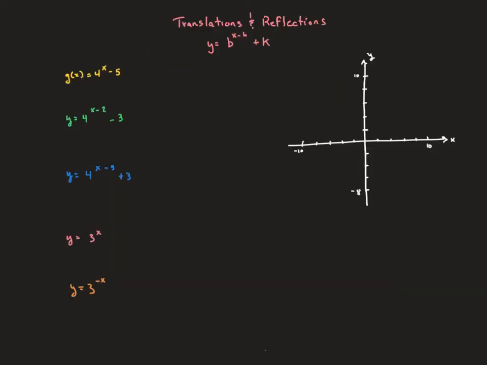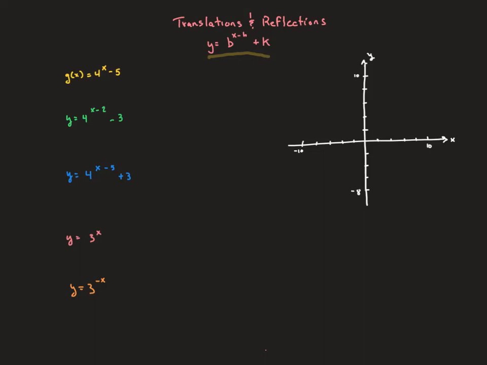And going on here for translations and reflections. Okay, so the parent function that we're looking for here is y equals b raised to the x minus h power, and then plus k. Just like we've experienced in other transformations, the h is going to move the function left and right. The k is going to move it up and down.